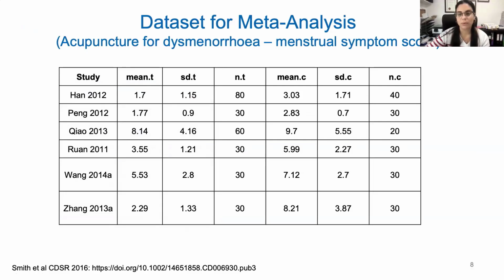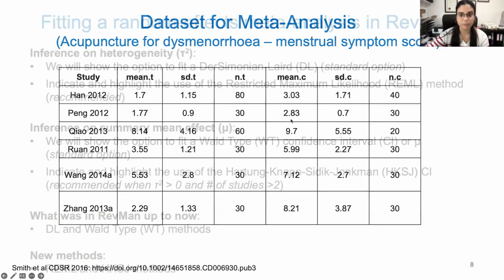on acupuncture for dysmenorrhea with those 6 studies. So here the data include the mean, the standard deviation, and the sample size on intervention and control groups. And the study results are provided on menstrual symptom score. So given that the data have been abstracted and we are ready for the analysis, what we need to do next is to enter this data into RevMan and then start applying the meta-analysis methods.